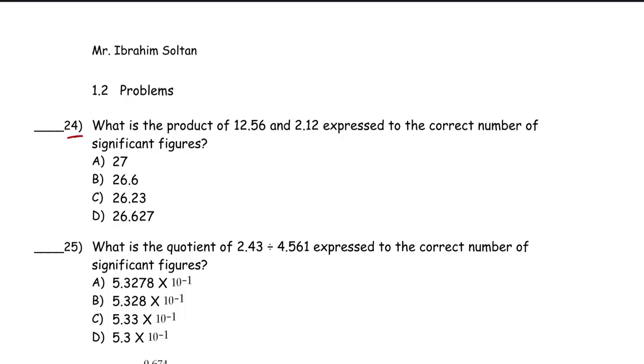Number 24. What is the product of 12.56 times 2.12 expressed to the correct number of significant figures? As you see here, we care about significant figures in multiplication and division. Here we have 4 significant figures. Here we have 3 significant figures. So you know that the answer must have 3 significant figures, as the least one.